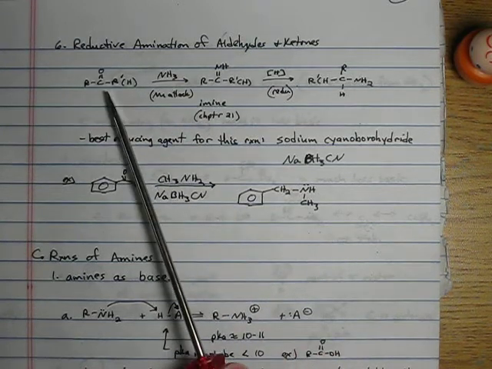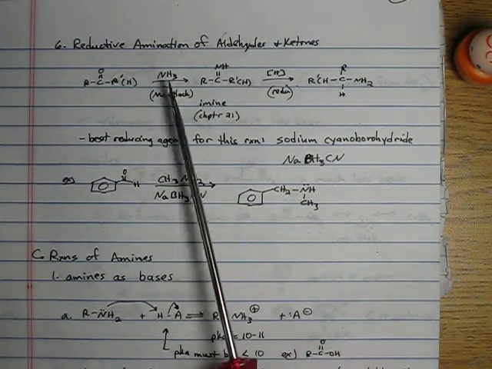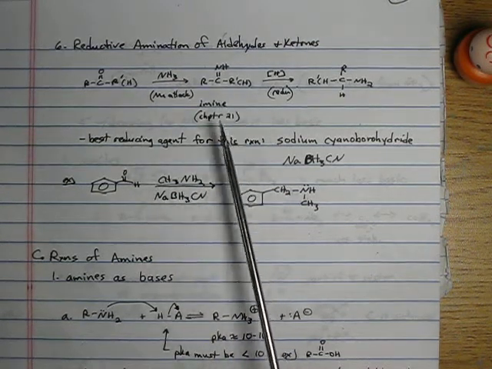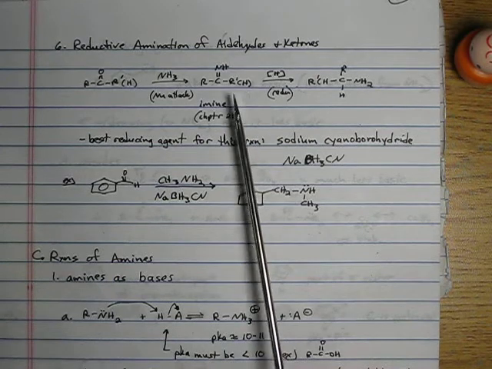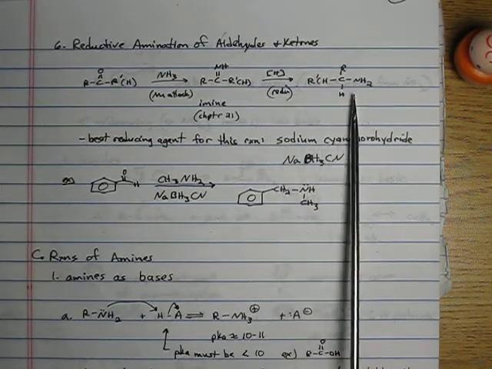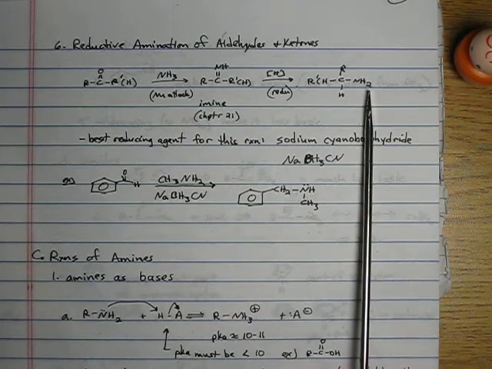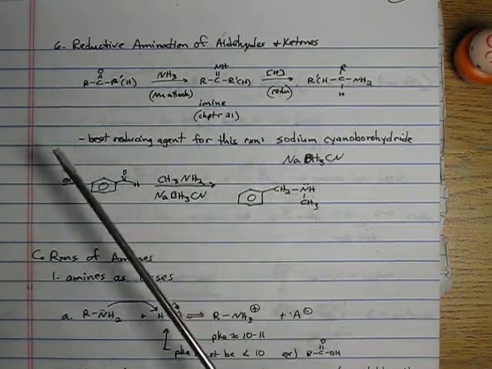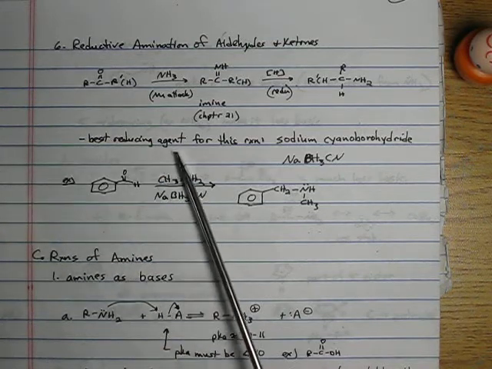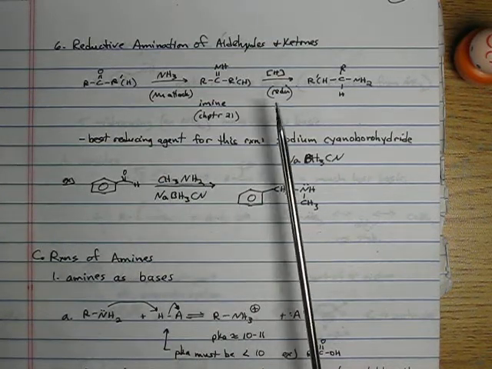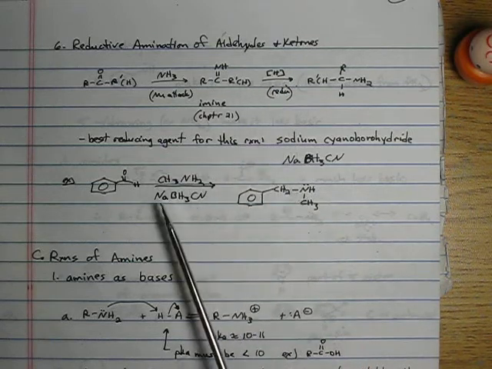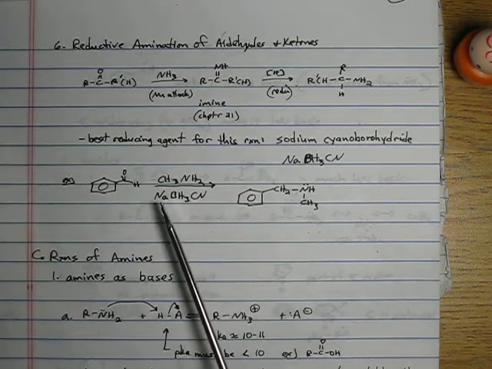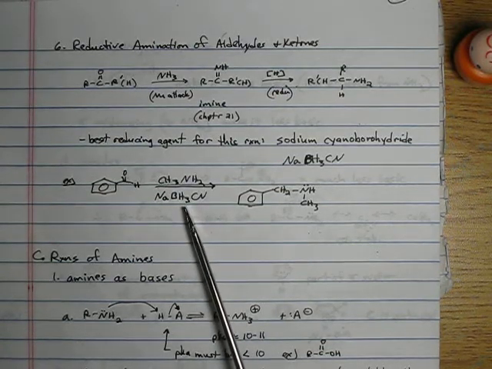If you have an aldehyde or a ketone and you react it with ammonia, you will form the imine. We learned that in chapter 21. Then if you reduce the imine, you will get the amine. So reductive amination is a way of taking an aldehyde or ketone and converting it into an amine. And it turns out the best reducing agent for the reduction, this step here, is NaBH3CN. Remember, NaBH4 is sodium borohydride.